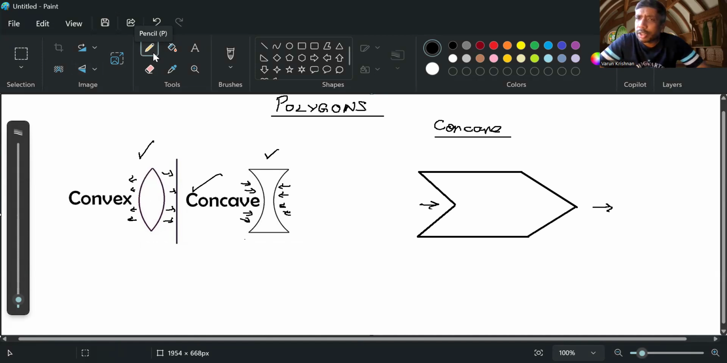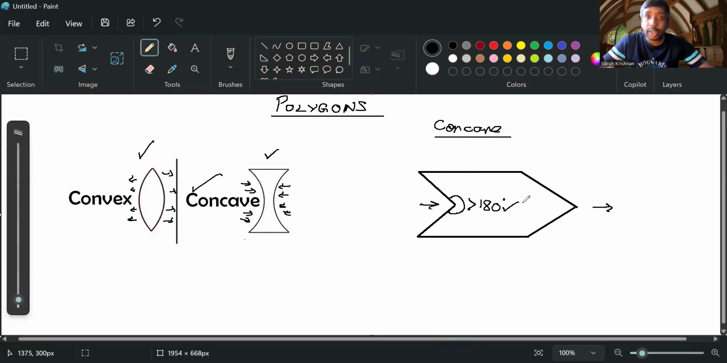Now, how do we decide whether a vertex is caving inward or not? For that, we need to observe the interior angle of that vertex which is caving inward. For example, in this figure, the interior angle of the concave vertex is this. Now, what can I say about the magnitude of this angle? I think everyone can agree that this angle will definitely be greater than 180 degrees. And that is the numerical, quantitative definition of what a concave polygon is.